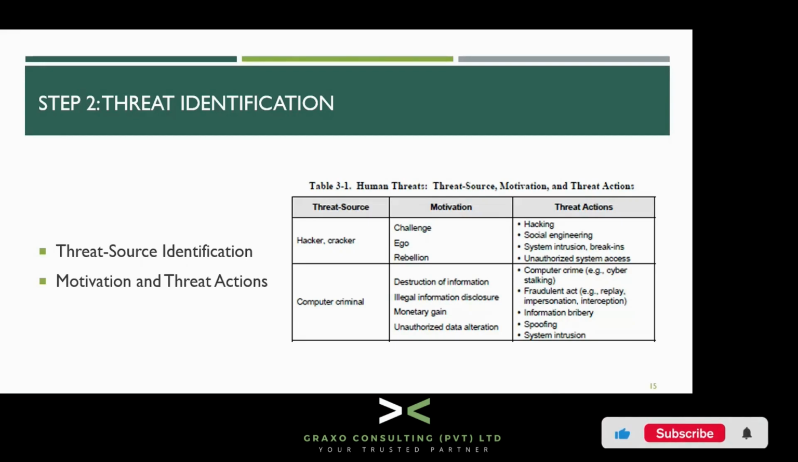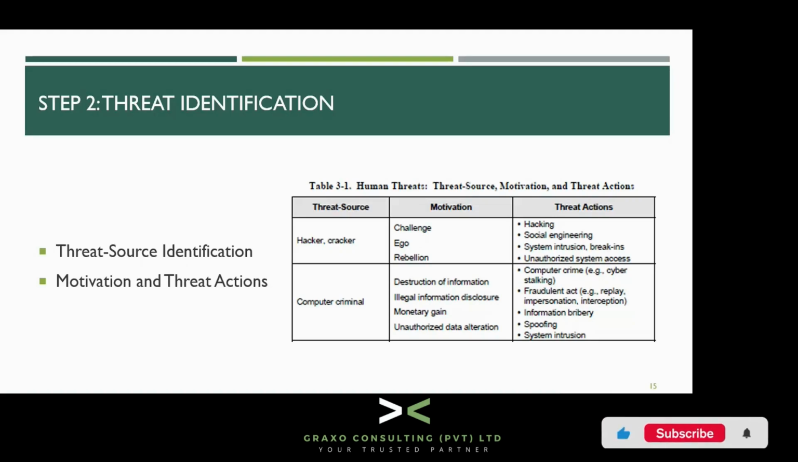Similarly, another threat source could be a computer criminal. What is his motivation? He wants to destroy information. He wants illegal information disclosure, or he could want some sort of financial or monetary gain. His motivation could also be unauthorized data alteration. So what can he do? He can perform computer crime, fraudulent acts, information bribery, spoofing, and system intrusion. So this is the second step, threat identification.